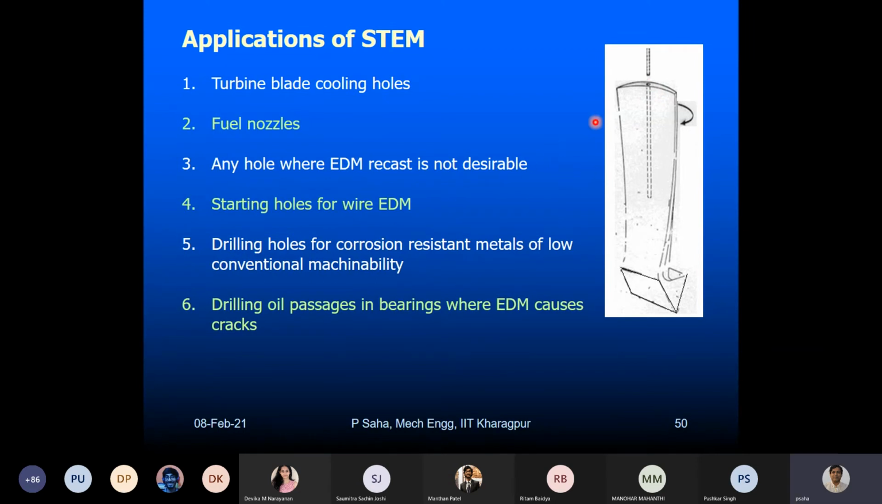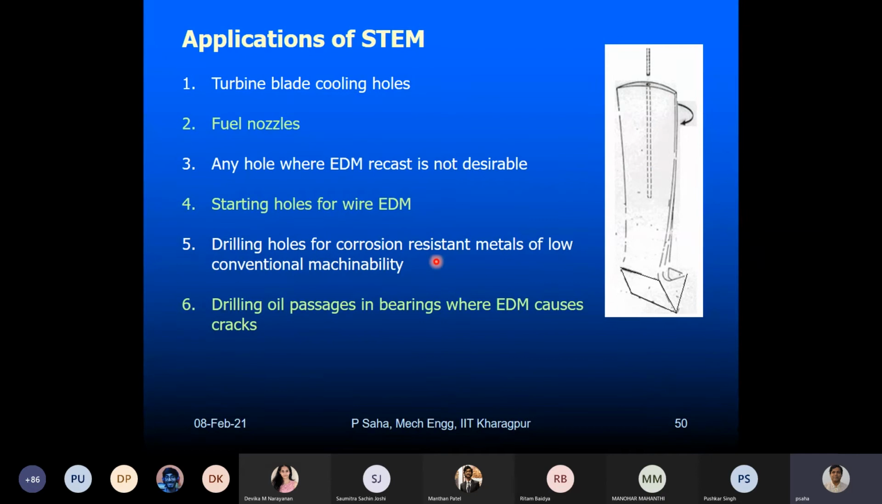Or say, for example, a die block of die steel, which is otherwise very hard, or a tungsten carbide block, from which we want to make some kind of a die. If we want to cut it by wire EDM, we have to create a starting hole first, pass the wire, then allow it to follow a path. So the starting hole for wire EDM can be created through this process.